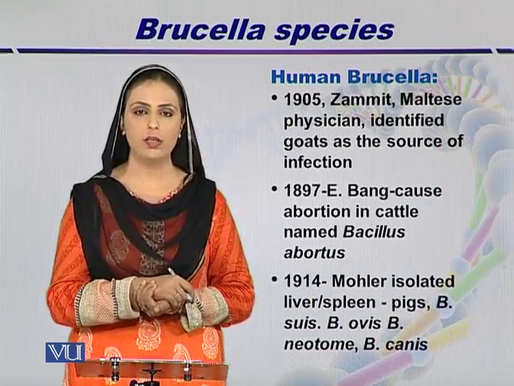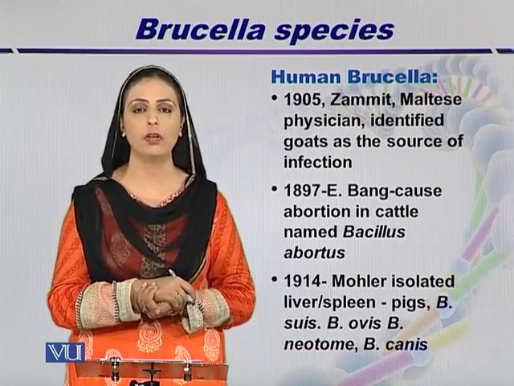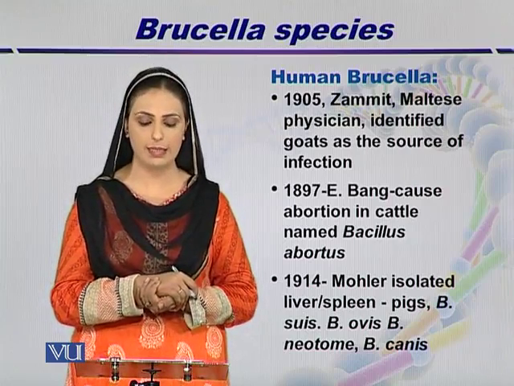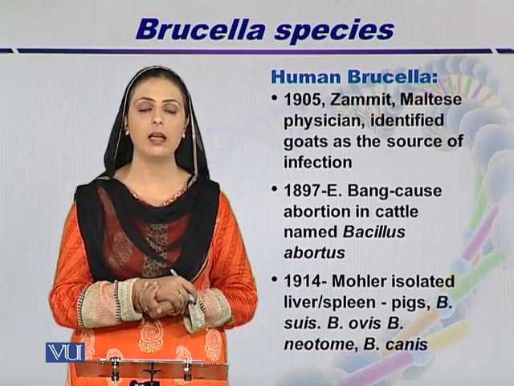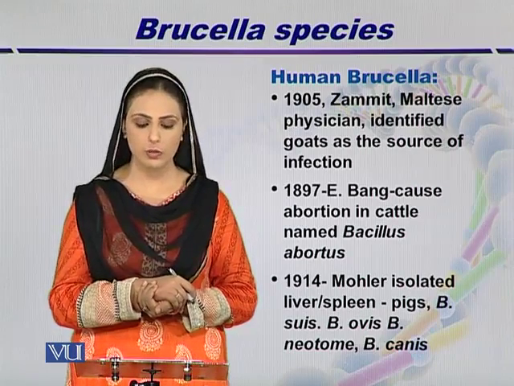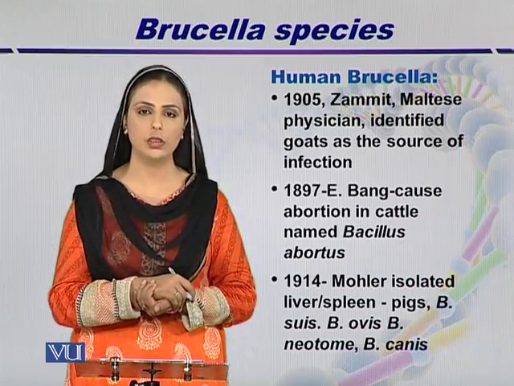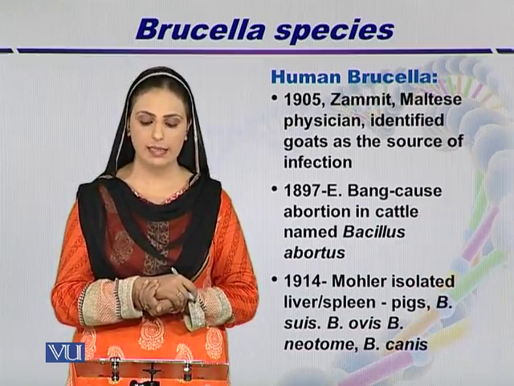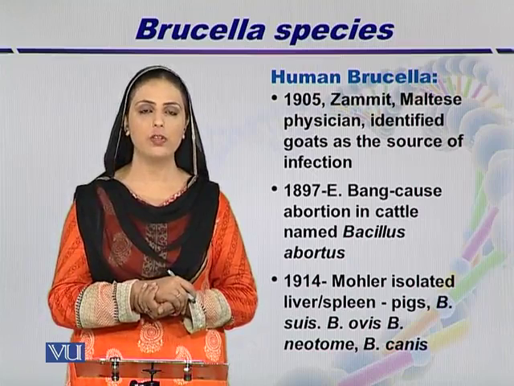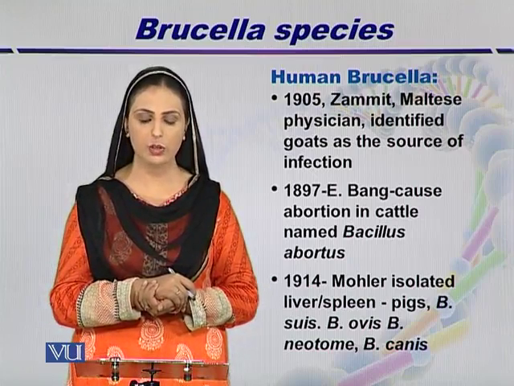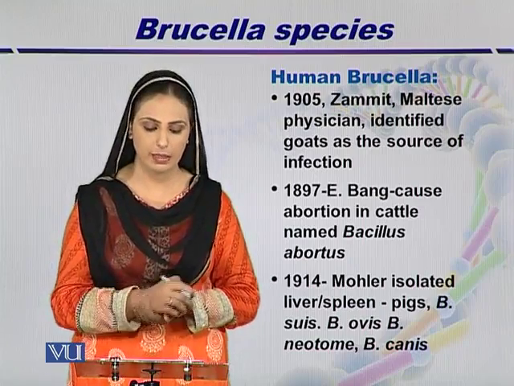1905 में Zammit was a physician and he identified goat as a source of brucellosis in human beings. इसके अलावा 1897 में Bang ने देखा कि Bacillus brucellosis species जिसमें abortus भी शामिल है, it leads to abortion in an animal, that is cattle. Moller ने Brucella suis, ovis, neotomae और canis को isolate किया from the infected pig's liver and spleen.